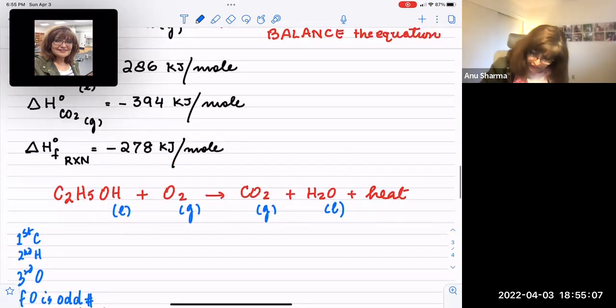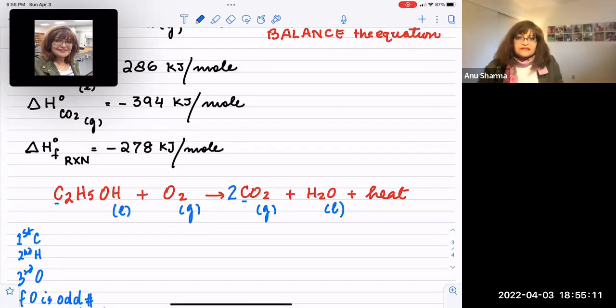So here we have 2 carbons here, we have 1 carbon here, so you put 2 here. So that balances the carbon. Let's look at hydrogen now. We have 5 plus 1, 6 hydrogens on one side, and we have only 2 here. So if you put 3, this becomes 6 hydrogen. So hydrogen is also balanced.